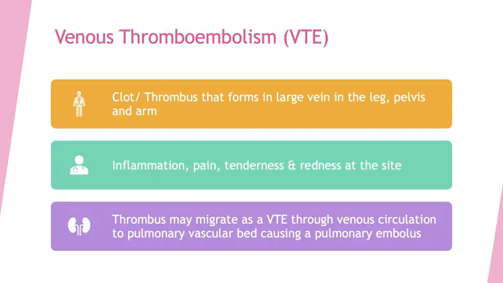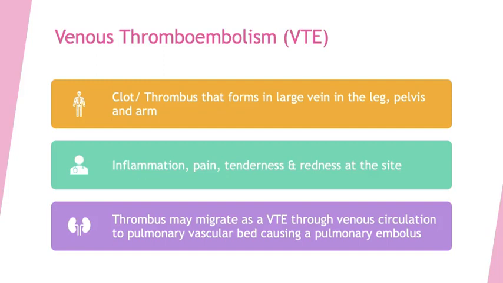Another situation that you have heard about prior to now is a venous thromboembolism. So we can have this in our venous system. We can have a DVT, which is a deep vein thrombosis, or we can have that migrate and become a PE. Now in any vein, this could potentially happen, but this is considered a clot or thrombus that forms in a large vein in the leg, pelvis, or arm.